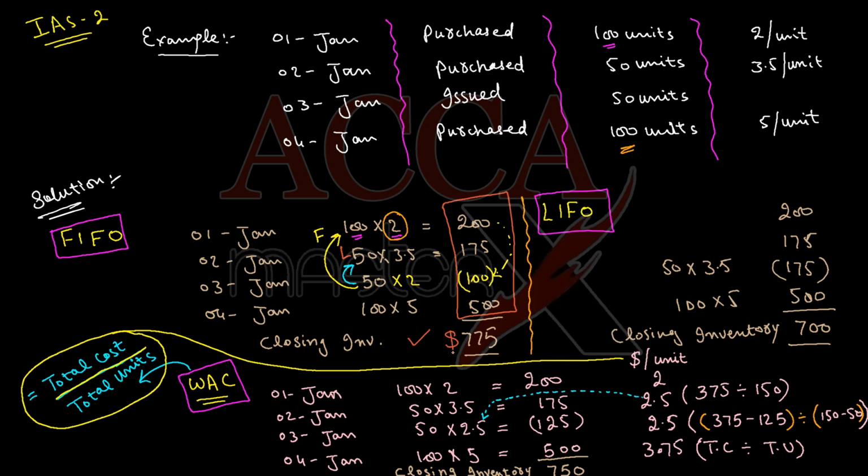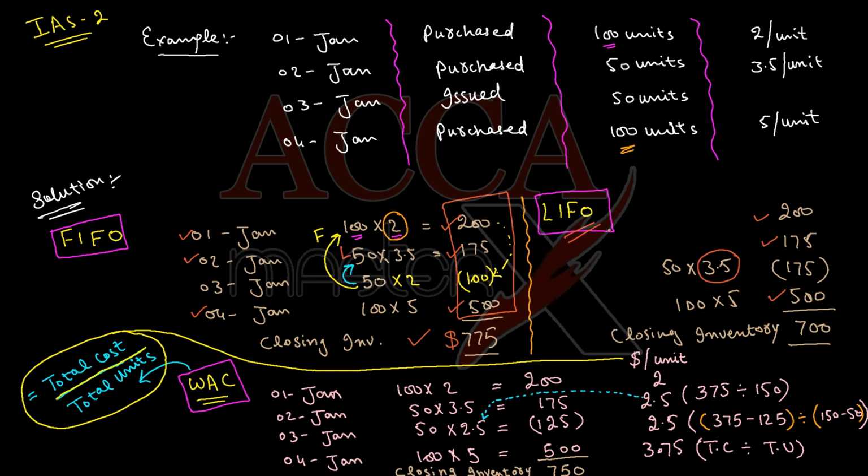Now let's solve the same example using the LIFO method. First of all, we have a total cost of $200 for our inventory, and we have calculated it in the same way as we calculated these $200, right? Then we have $175 for 2nd Jan, and we have $500 for 4th of Jan. But the treatment of 3rd Jan is different.